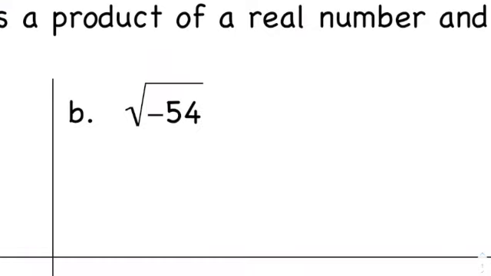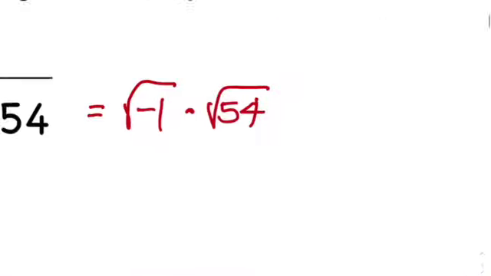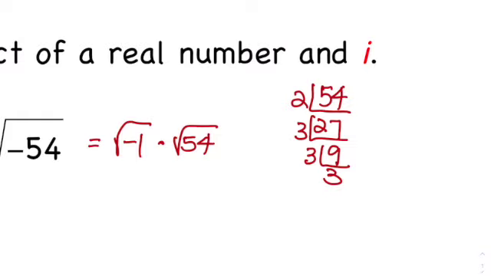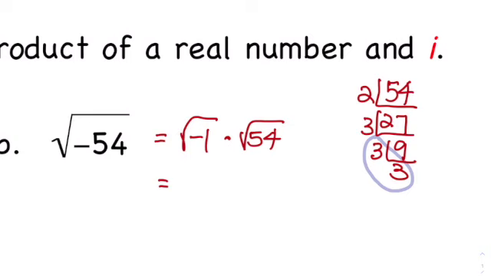So for letter b, the first step, you should know how to do it. The square root of -1 times the square root of 54. Now the square root of 54, we have done this over and over from before. Break it down: 2 and 27, then 3 and 9, and 3 and 3. And you get a pair of 3. So switching the numbers around, it's going to be 3 root 6. And then the -1 is just going to be i.